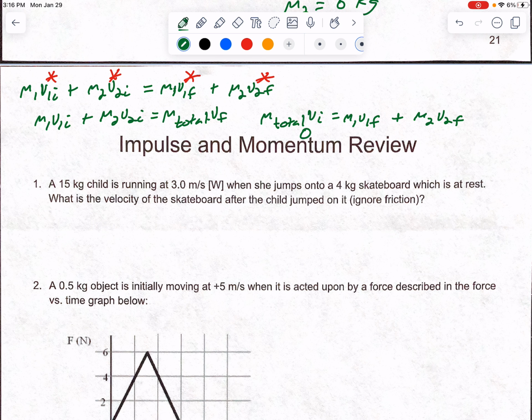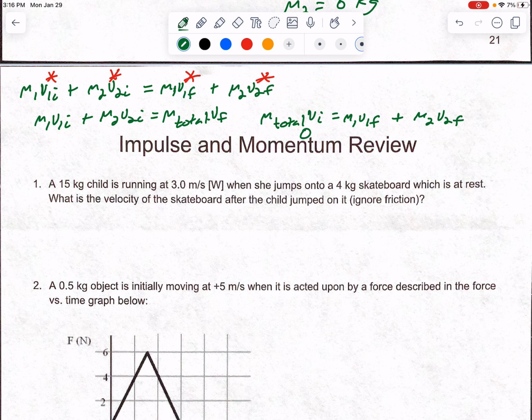Now looking at number 1, we basically have a kid running at a skateboard. The skateboard is on its own, so they're separate in the beginning. Then the kid jumps on the skateboard, and we want to know how fast they're going after. So this is where 2 become 1.